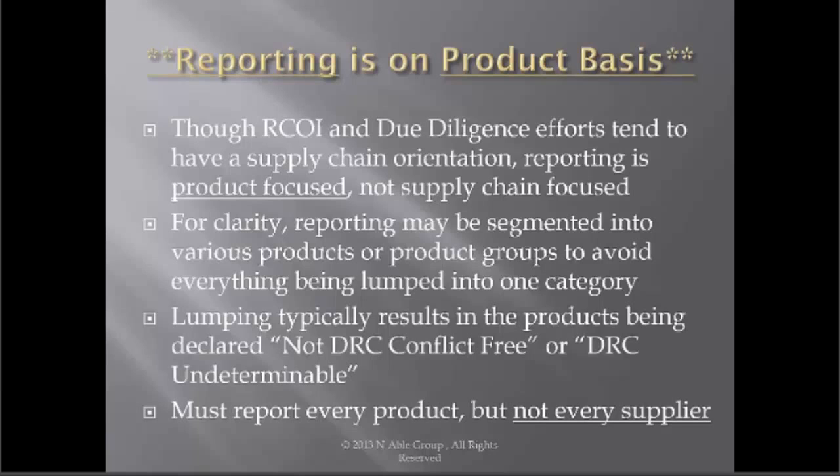Now, a key point is, we've been talking about supply chain stuff here. Though RCOI and due diligence efforts tend to have a supply chain orientation, reporting is product focused. So for a fabless company, a product is an integrated circuit. For a wafer foundry, it's a processed wafer. For an OSAT, it is a packaged assembled unit. So that's the reporting focus that you have to do, not on the supply chain itself.